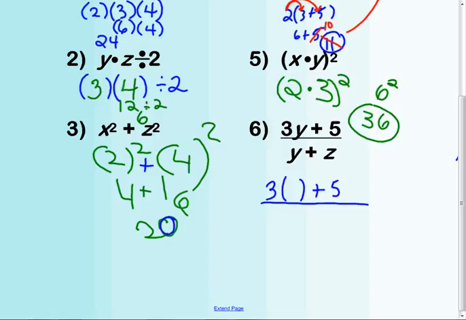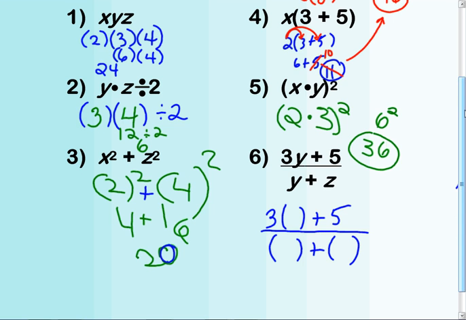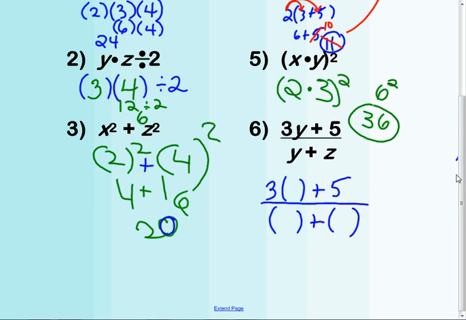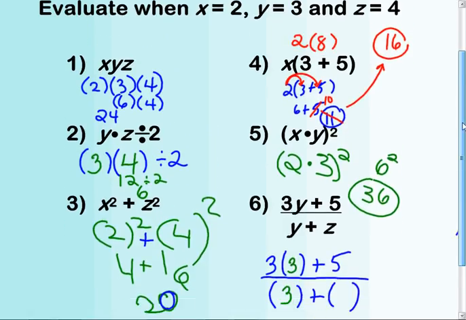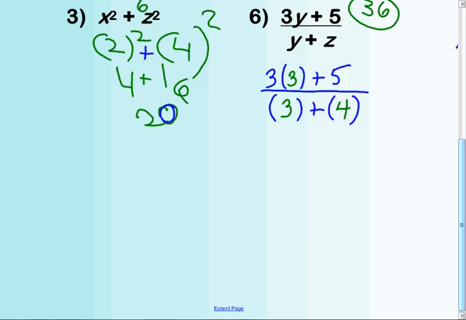Plus 5. And then it's y plus z. I like to put the parentheses in there. It gets me ready to put the numbers in. Although you guys did a nice job on your worksheet, so you may not need to do that. Well, let's see. What's the y? Y is 3. So this is 3. This is 3. And z is 4. Okay, so now this gets a little trickier. And the next page is even more challenging. Okay, what's 3 times 3?